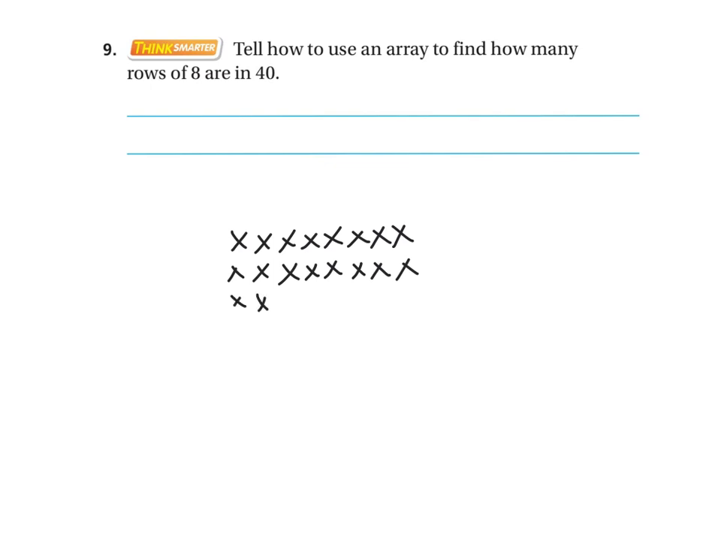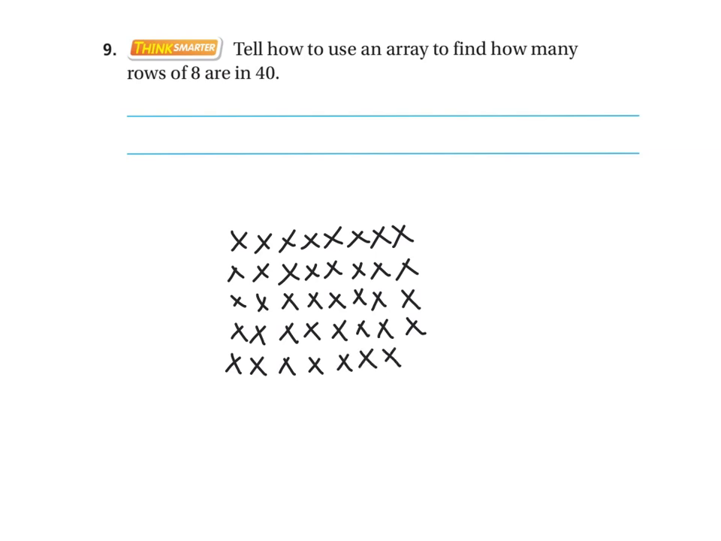17, 18, 19, 20, 21, 22, 23, 24. Not at 40 yet. 25, 26, 27, 28, 29, 30, 31, 32. Almost there. 33, 34, 35, 36, 37, 38, 39, 40.